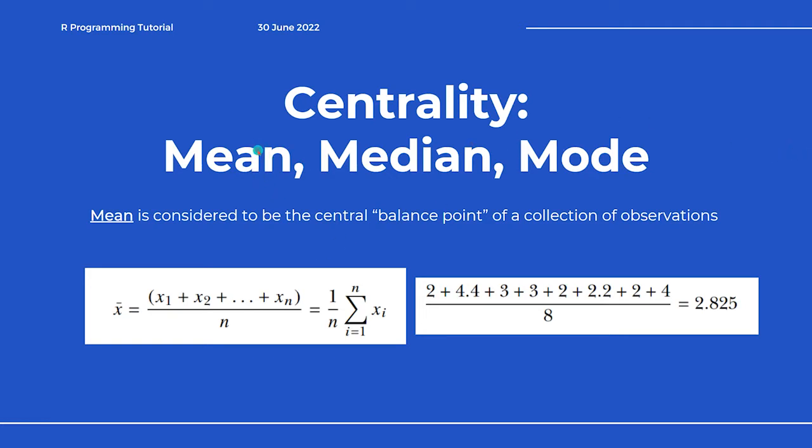If you learned some statistics in your first years in college, or in high school, you will be able to remember these three concepts of centrality. We have the mean, median, and the mode. The mean is considered to be the central balance point of a collection of observations.